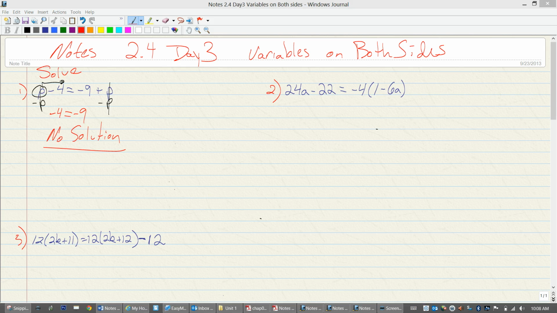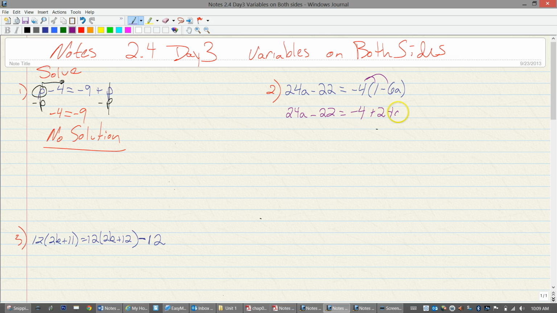Okay, guys, on number 2, what will we do first? What was the first step we talked about solving equations to do? What was the first thing we talked about? Distribute. The second step was combine like terms. Third step was move the variables. So if we distribute first, we get 24a minus 22 equals -4 plus 24a.